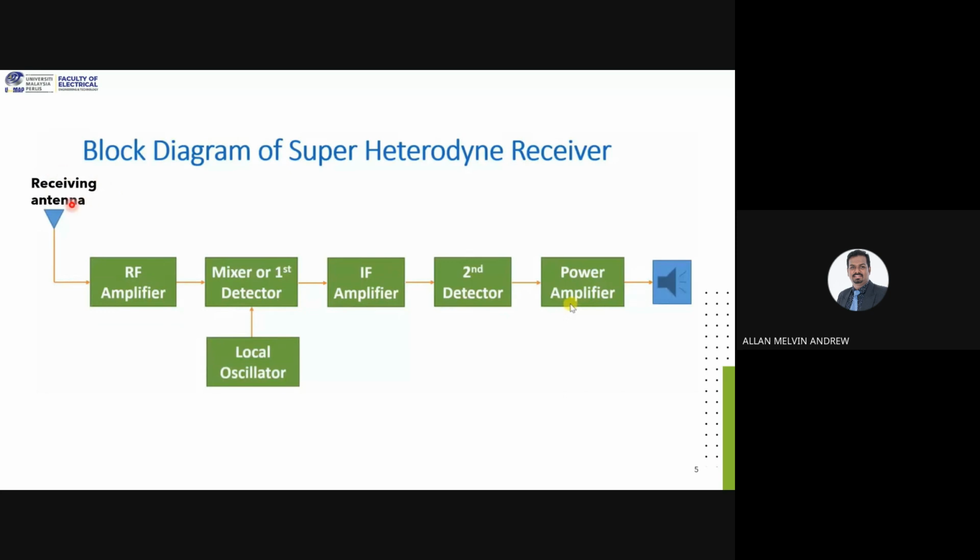First, you have a receiving antenna. You receive whatever message is modulated and sent, and you send it to a radio frequency amplifier. Then you have a mixer, which we also call the first detector, and you have a local oscillator. The local oscillator generates a fixed frequency signal. At the mixer, you mix the signal coming from the RF amplifier and the local oscillator, then you can process it further. The IF amplifier is the intermediate frequency amplifier. Then you have other detectors and amplifiers before you can hear the message that is delivered. So this is the block diagram of a superheterodyne receiver.